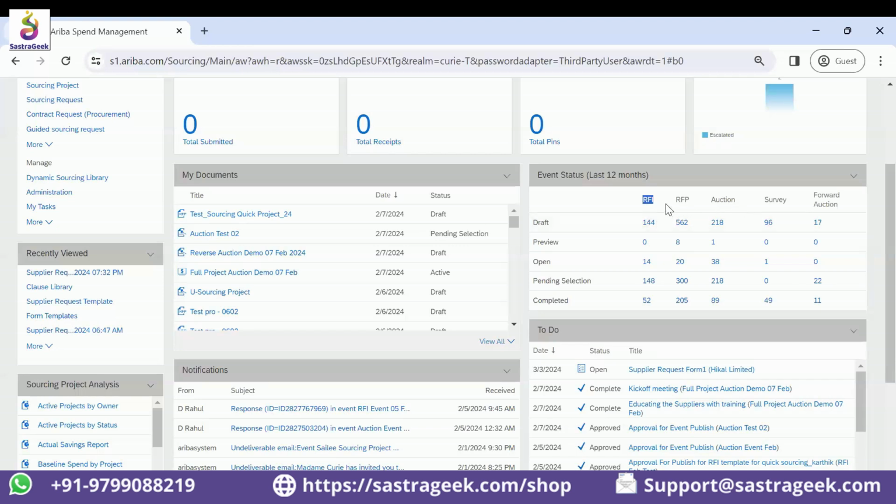three types of event. One is RFI, second is RFP, third is auction. So in RFI, I'm going to collect information only. I'm not collecting pricing. Basically, I want to find out whether you are able to supply the material or not under RFI. In RFP, I'm going to ask for additional information about price. Here only I'm going to compare who is my best supplier.